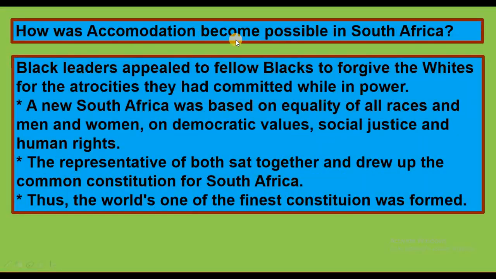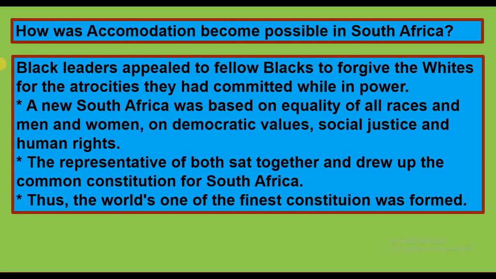How did accommodation become possible in South Africa? The black and the white communities were two different communities which had a wide gap among themselves. The whites were in minority, but they were very wealthy, propertied, and powerful. The blacks were in majority, but they were poor and propertyless.